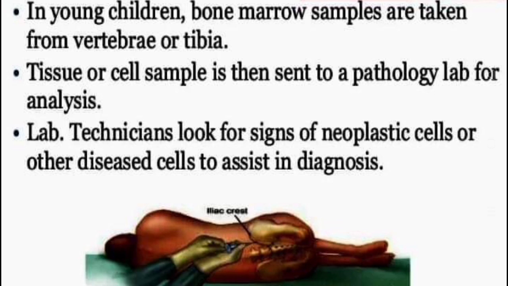In young children, bone marrow sometimes is taken from vertebrae or tibia. Tissue or cell sample is then sent to the pathology lab for analysis. Lab technicians look for signs of neoplastic cells or other diseased cells to assist in diagnosis.